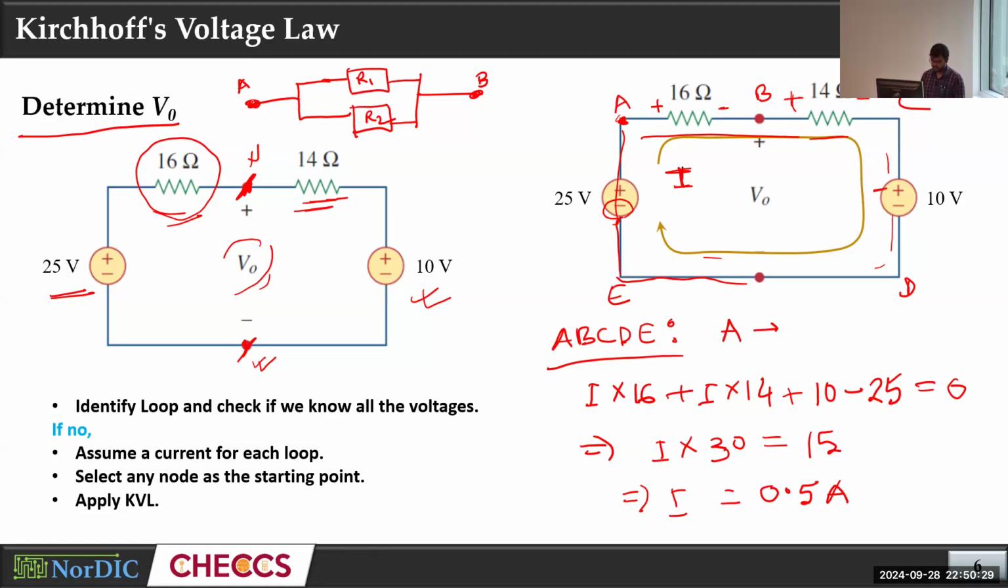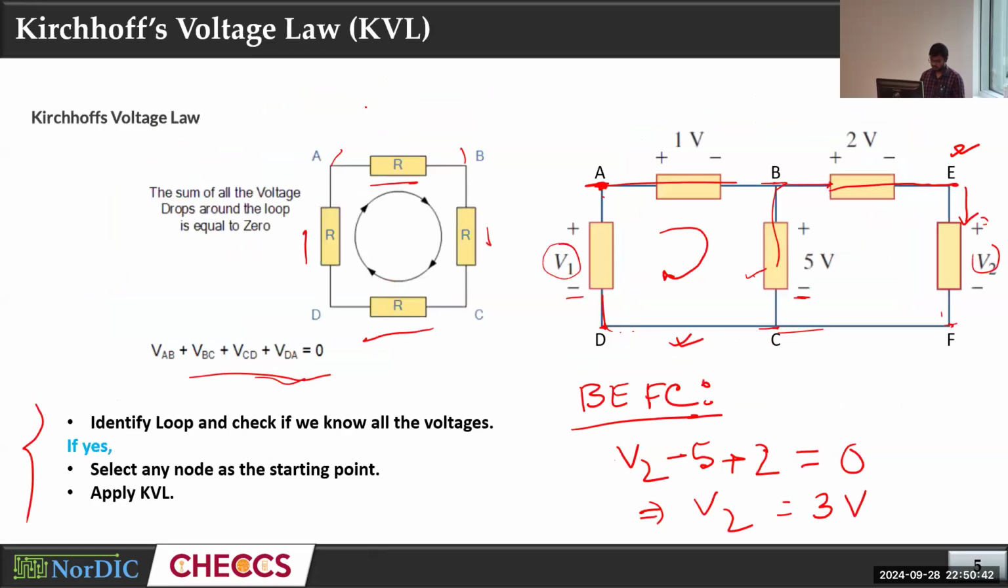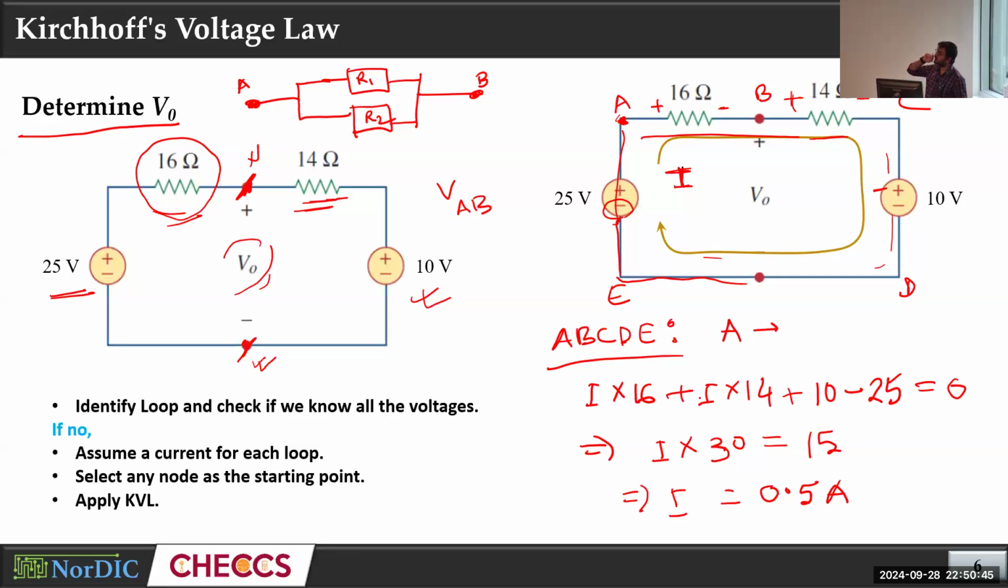So now what's the voltage across this R1? If the voltage between A and B is VAB, and we ignore R2 here, what's the voltage of R1? VAB. Is it correct, or is there any confusion? It seems like you are lost. So let's go back to this simple circuit: two resistors connected in parallel, between A and B.